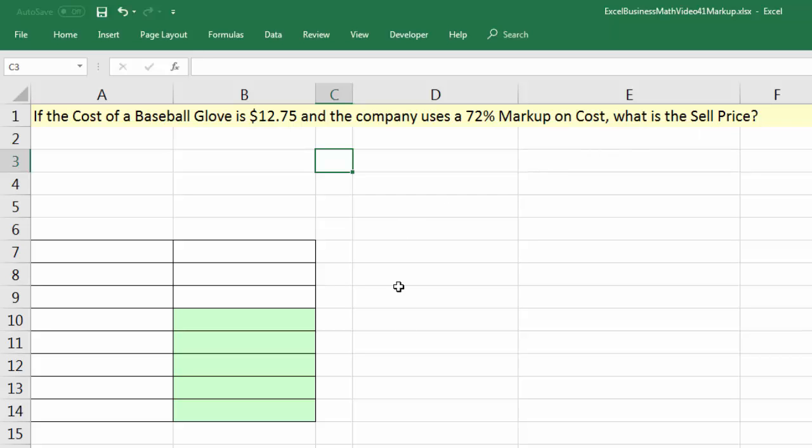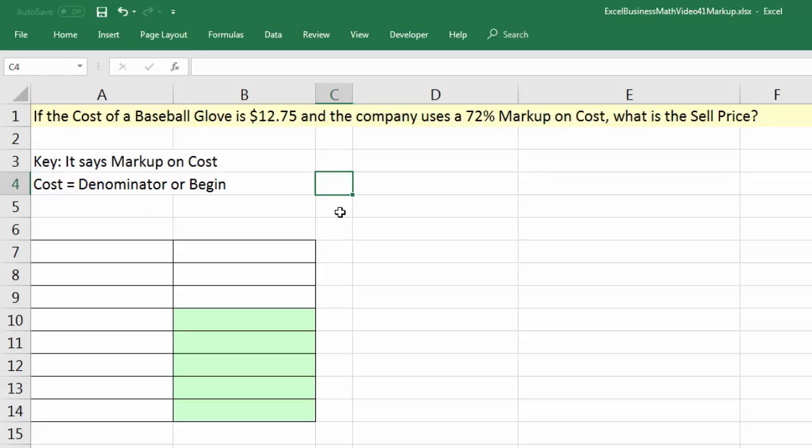or list price. Now, the trick to this is, as soon as I see markup on cost, I know that cost is going to be the denominator. Key, it says markup on cost. And we know because it's markup on cost, the cost is going to be the denominator. We also should recognize this as an increase problem because we're going to go from cost up some markup amount to an end amount to get our sell price.